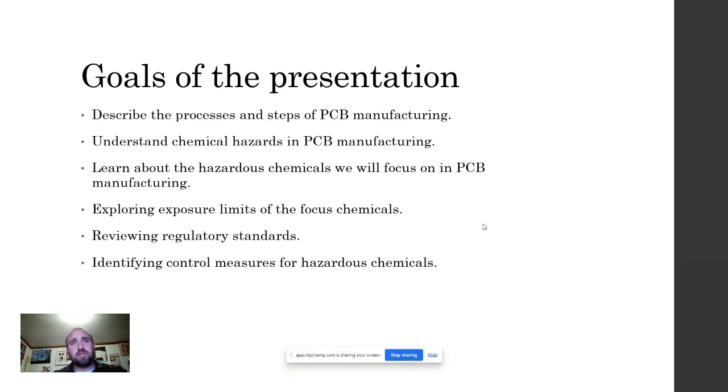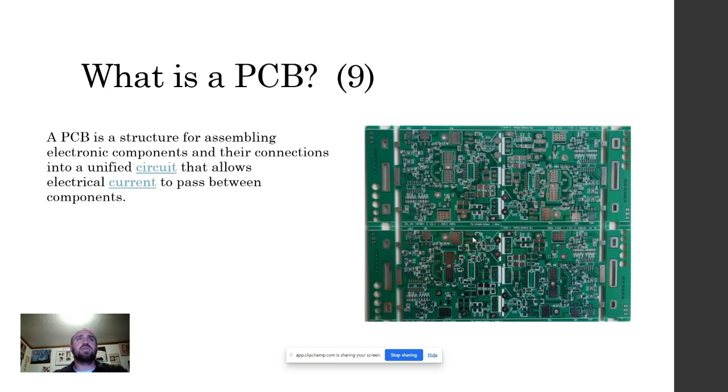There are hundreds of chemicals, but I am going to try to focus on two of them. That way we can look at the ones that are most federally regulated and the ones with the most exposure that we're going to get through the entire manufacturing process. Number four is I'm going to be exploring those exposure limits for the focus chemicals. I'm going to be reviewing regulatory standards for the focus chemicals, and I'm going to be identifying control measures for those hazardous chemicals.